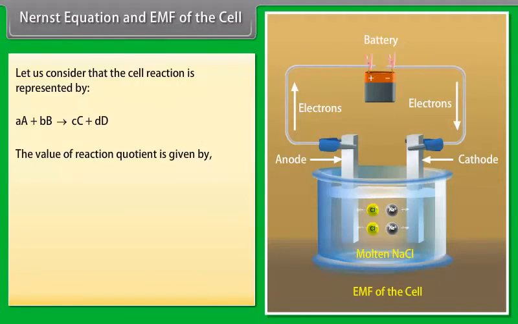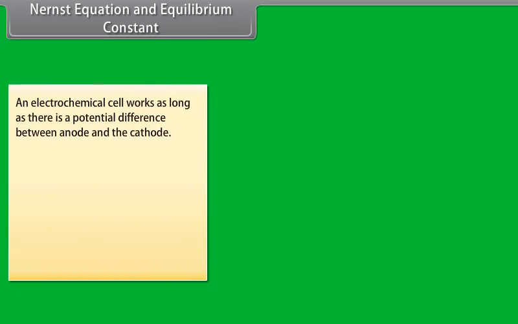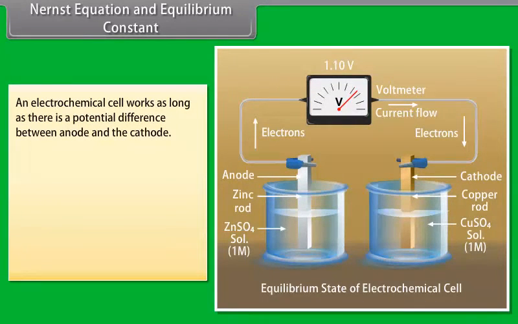EMF of a cell constructed from electrodes in non-standard conditions is given by E cell is equal to E naught cell minus 2.303 RT upon nF multiplied by log Q. At 298 Kelvin, this equation becomes E cell is equal to E naught cell minus 0.0591 upon n multiplied by log Q. Here, E naught cell is equal to standard cell potential, n is equal to number of electrons involved in the balanced chemical equation of cell reaction, Q is equal to the reaction quotient which is derived from balanced equation for cell reaction.